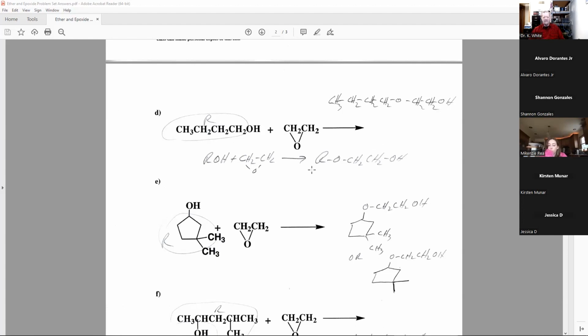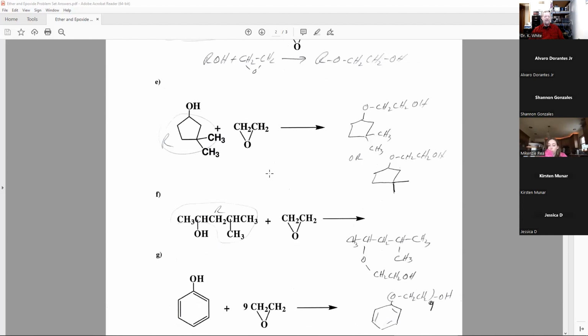This reaction I'll never give on a test or a final, a synthesis problem. Now, if we look at E, fancier R group, scary if you don't know what's going on, an alcohol plus ethylene oxide. Here's my R group, oxygen, CH2CH2OH.